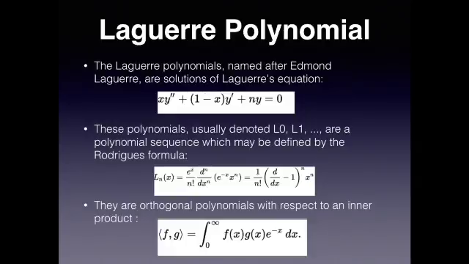The next topic of the project is Laguerre polynomial. The Laguerre polynomials, named after the mathematician Edmond Laguerre, are solutions of the Laguerre's equation, which states that x y double dash plus 1 minus x into y dash plus ny equal to 0. These polynomials, usually denoted by L0, L1, L2, and so on, are a polynomial sequence which can be represented by the Rodriguez formula, as shown below.